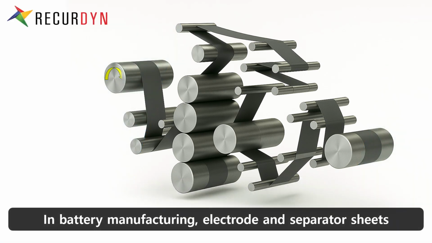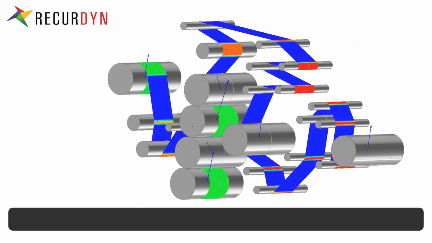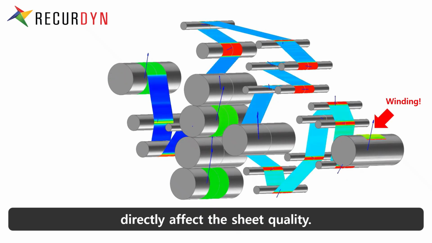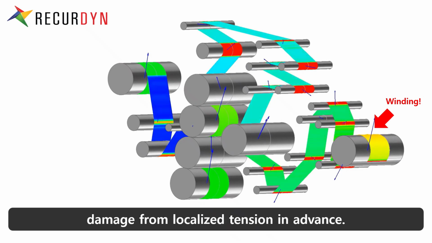In battery manufacturing, electrode and separator sheets are made with high-precision roll-to-roll systems. The arrangement, diameter, and rotation speed of the rollers directly affect the sheet quality. Simulation can prevent wrinkles, wobbles, and damage from localized tension concentration in advance.